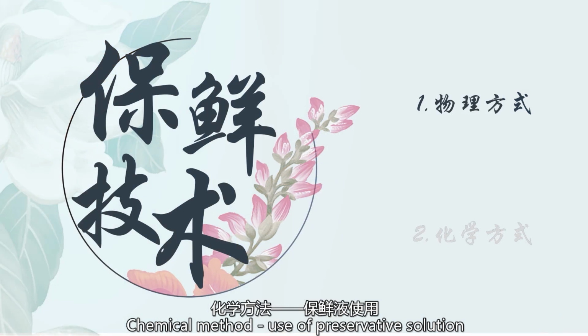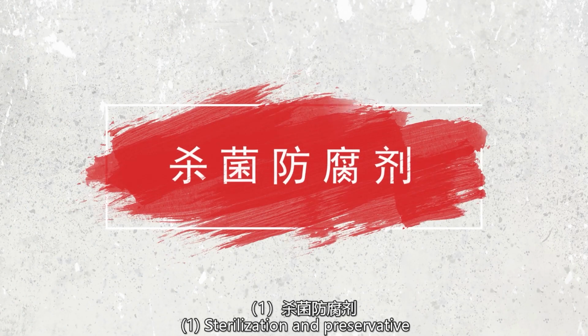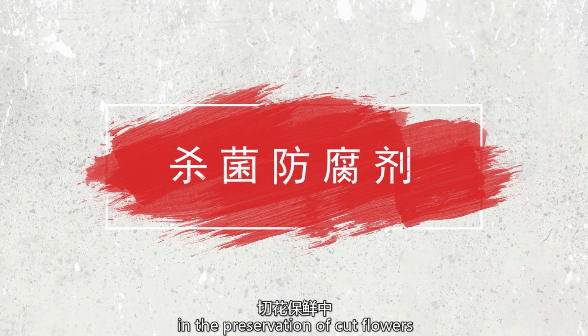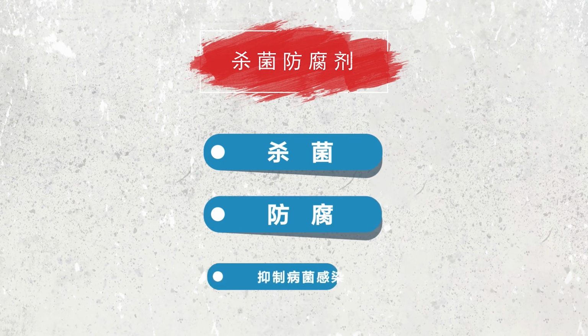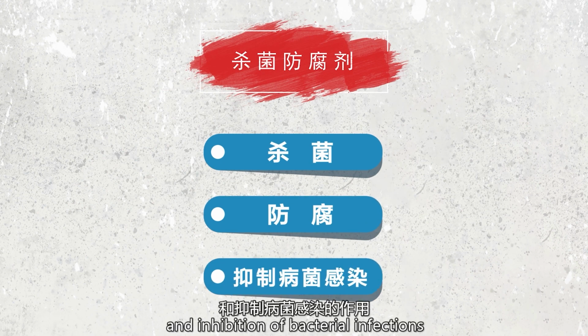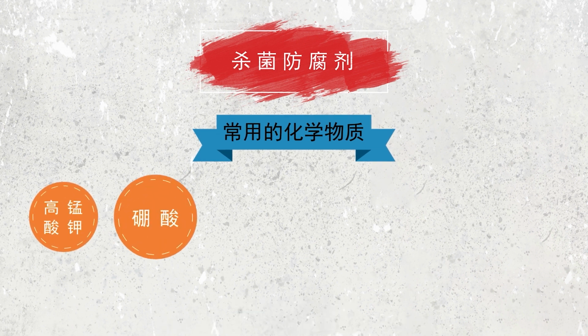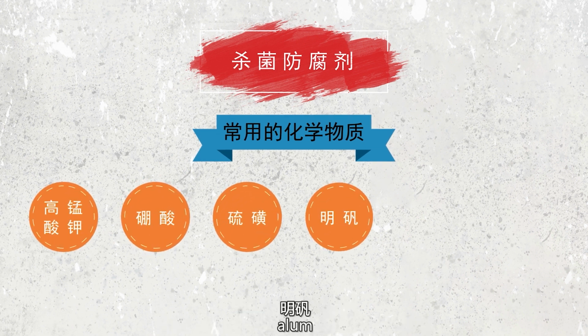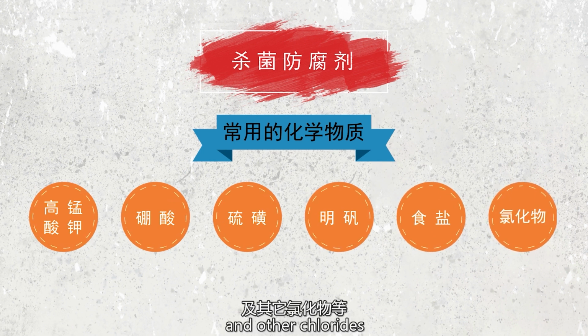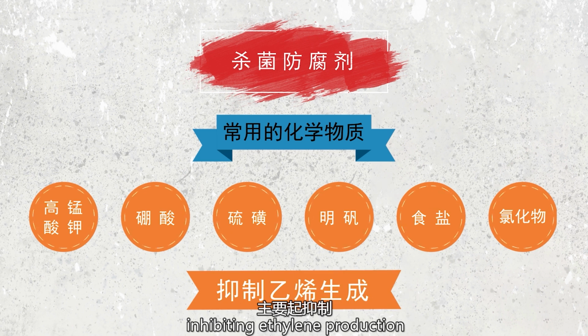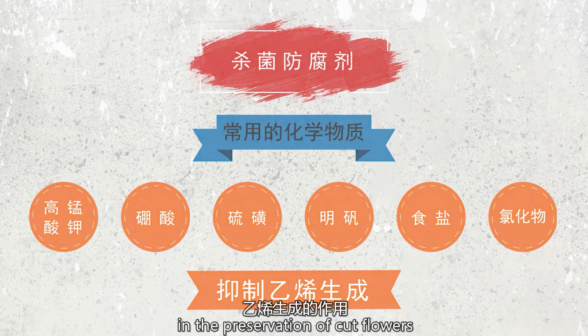Chemical method. Use of preservative solution. First, sterilization and preservatives. Sterilization and preservatives in the preservation of cut flowers mainly play the roles of sterilization, preservation, and inhibition of bacterial infections. Common chemical substances include potassium permanganate, boric acid, sulfur, alum, table salt, and other chlorides. These substances mainly play a role in inhibiting ethylene production in the preservation of cut flowers.